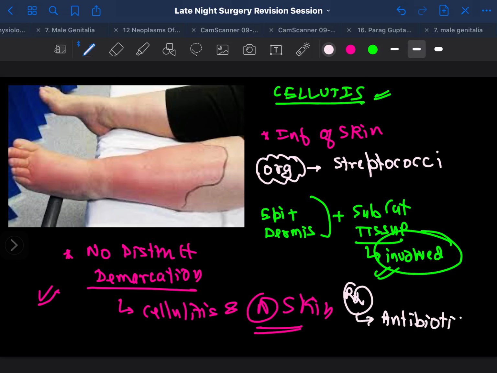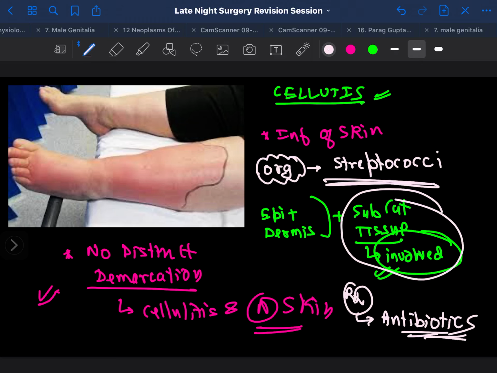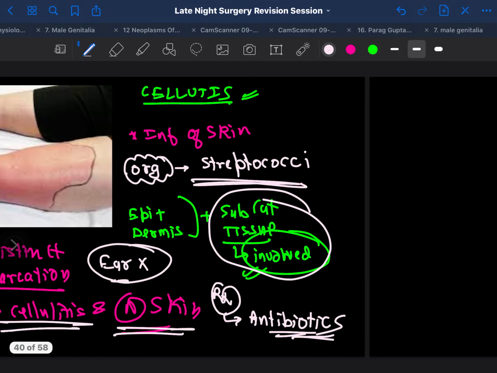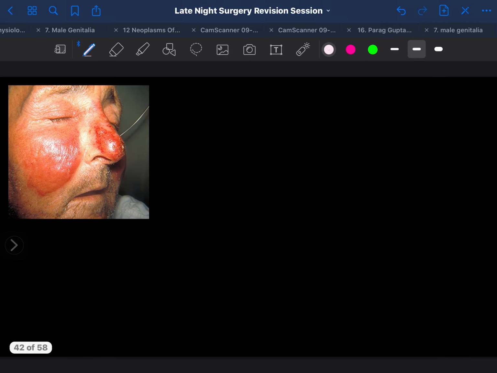for the treatment, no doubt you will have to give this patient antibiotics. That is no doubt. So the key features are: streptococci is involved, and the subcutaneous tissue is also involved, and that is why ear involvement is absent. Ears are not involved because in the ears we don't have much subcutaneous tissue. Here there is no distinct demarcation between the affected skin and the normal skin.